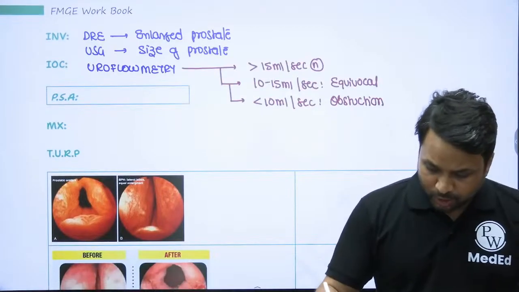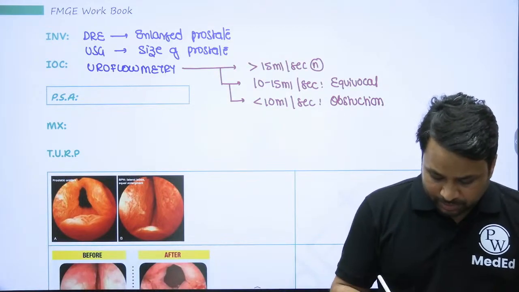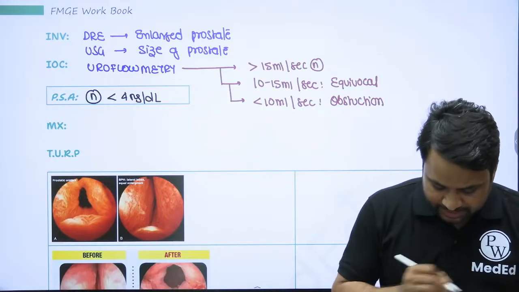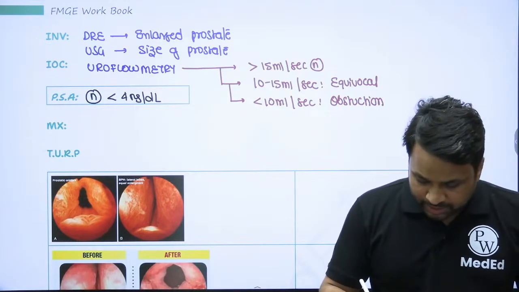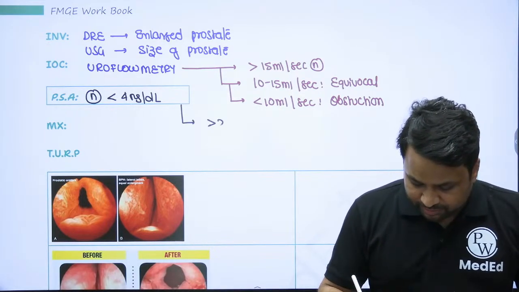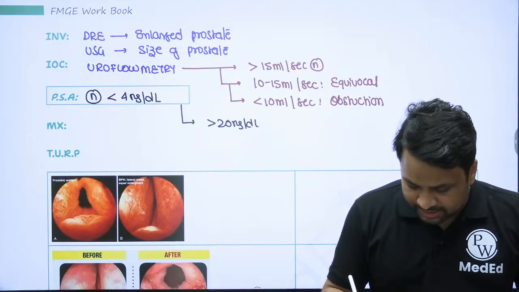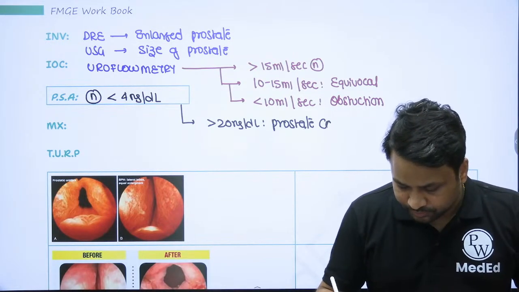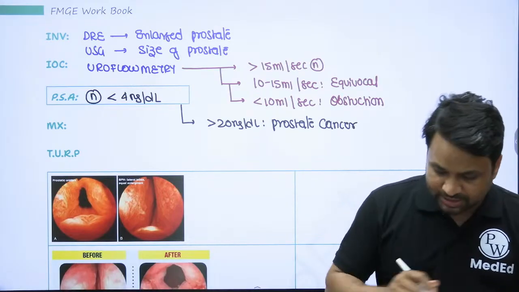Okay? The prostate specific antigen should be done. Remember, the normal PSA should be less than 4 nanograms per deciliter. Okay? Now, when you look at the elevated PSA, a PSA of more than 20 nanograms per deciliter indicates prostate cancer. It indicates prostate cancer.